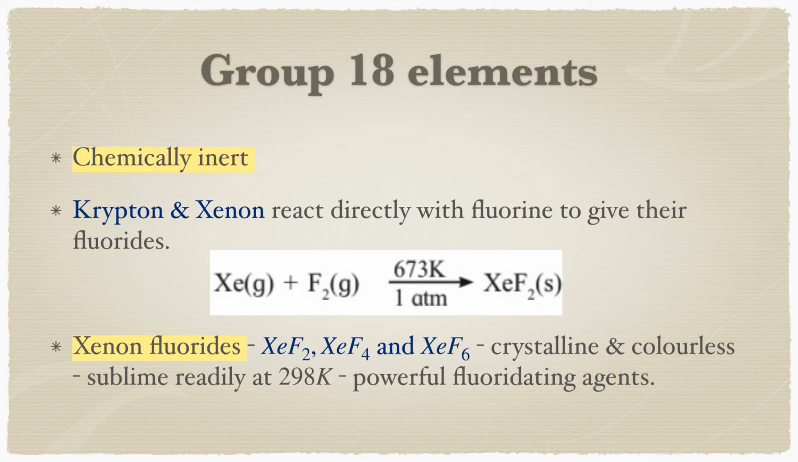Next, reactivity towards halogens for group 18 elements. They are chemically inert, but krypton and xenon react directly with fluorine to give their fluorides. One reaction is given below: xenon reacting with fluorine at 673 Kelvin and 1 atmosphere pressure gives XeF2. The xenon fluorides, like XeF2, XeF4 and XeF6, are crystalline and colorless, they sublime readily at 298 Kelvin, and they are powerful fluorinating agents.